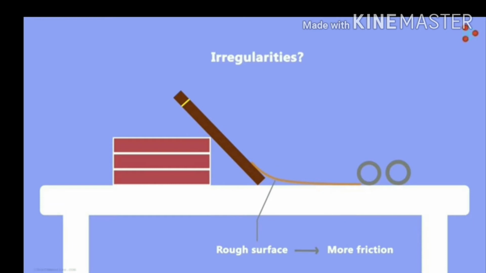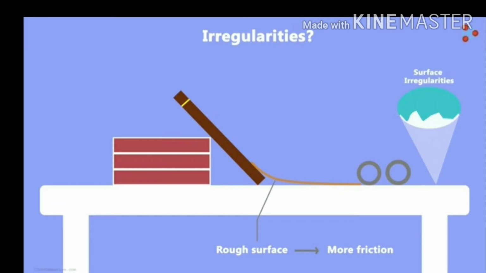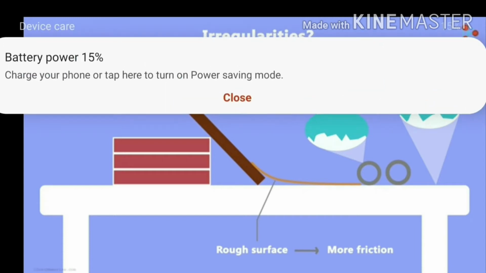What do I mean by irregularities? Now, even though the table looks smooth, if we zoom into the surface, we will see the surface irregularities. Even the surface of the object has irregularities. Though they are minor, they still exist. Now, the irregularities on the surfaces lock into one another. So whenever we have to move an object, we need to overcome the irregularities.